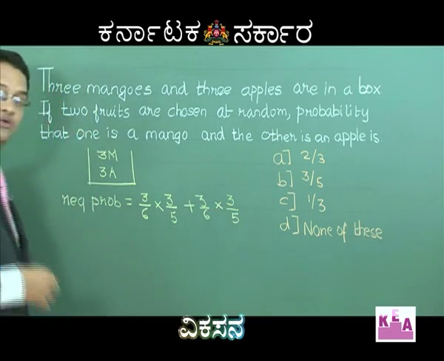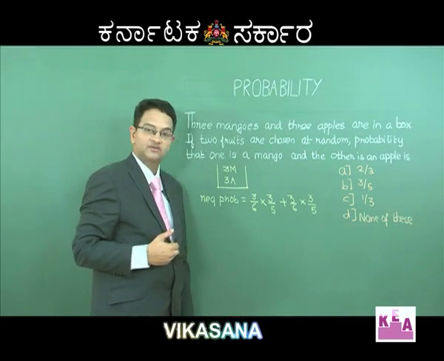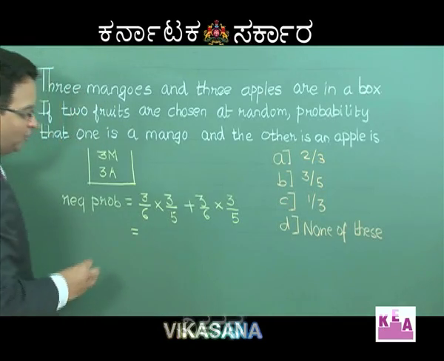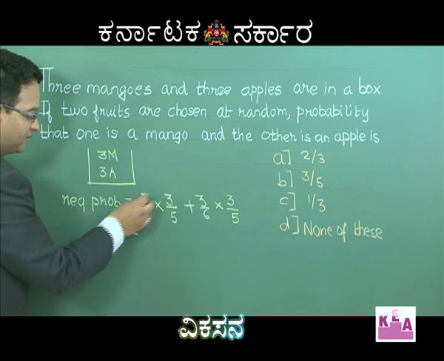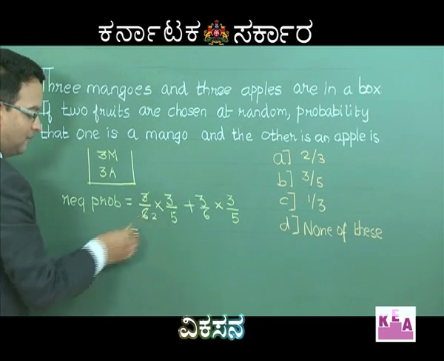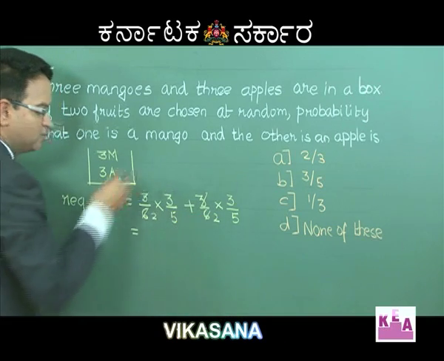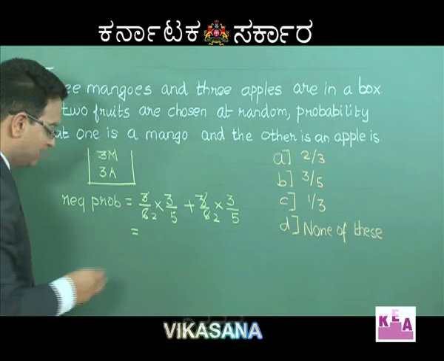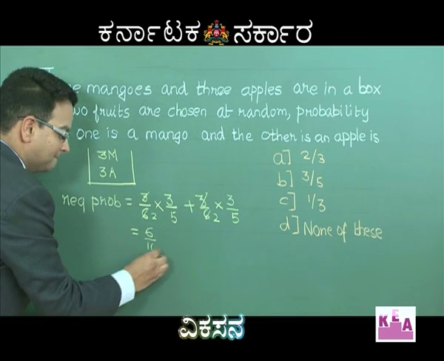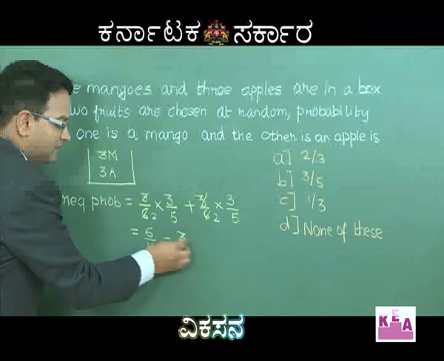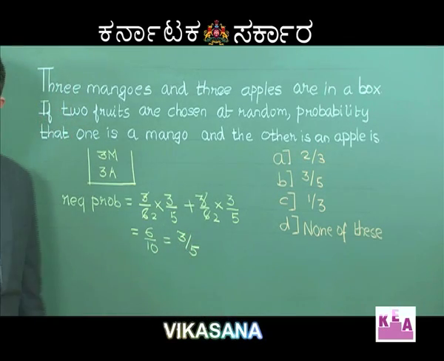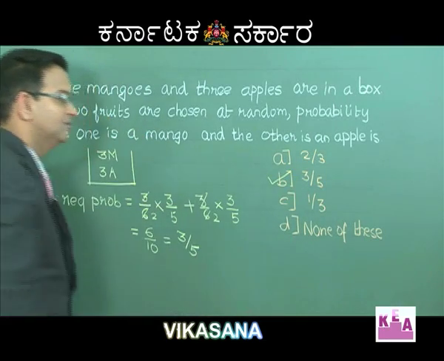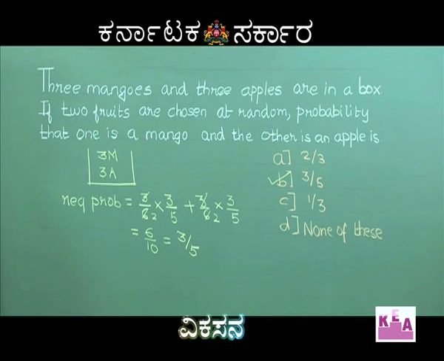Or in other words, 2 times of 3 divided by 6 into 3 divided by 5. So I can do some cancellations here. So this would be 2 and this will also be 2. So 3 by 10 plus 3 by 10, that would be 6 divided by 10, or I can write it as 3 divided by 5. Therefore, the right answer for this question is going to be the second option, which is 3 divided by 5.